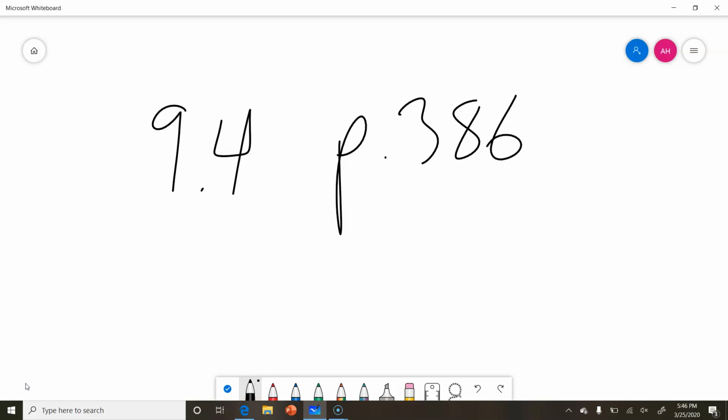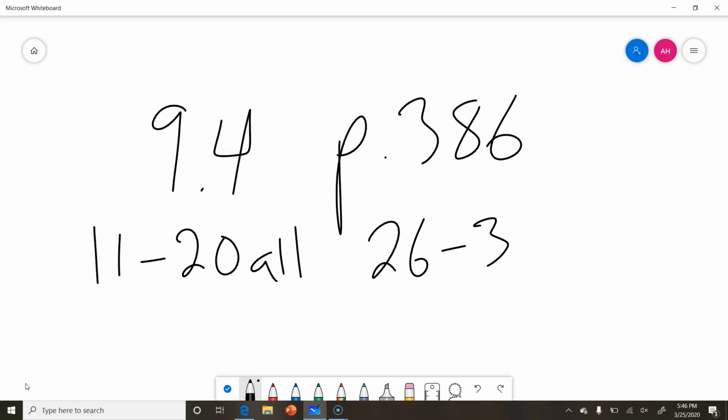So the homework for 9.4 part 2 is this right here. It is 11 through 20 all, and then it is 26 through 30 all. So that is the homework.